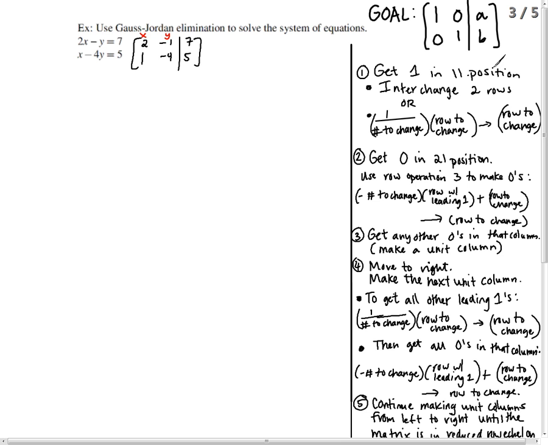To get the 1 in the 1, 1 position only, you have two options. We can interchange any two rows or use row operation 2. You want to interchange any two rows if you already have a 1 in column 1. Here we do. So let's go ahead and do that. So I can write row 1, and I'm going to interchange that with row 2.